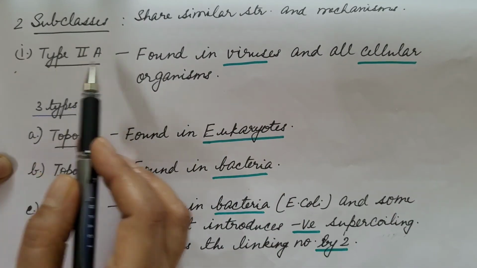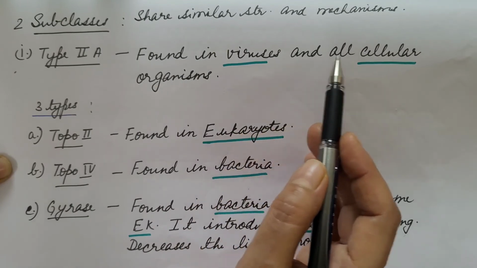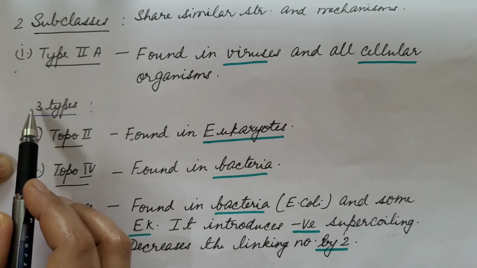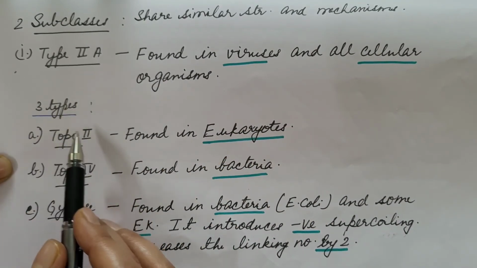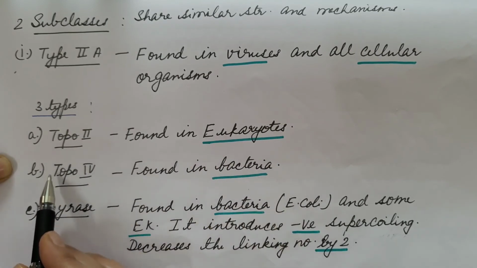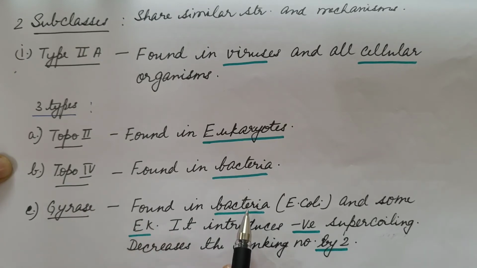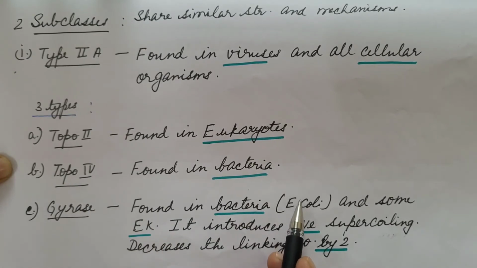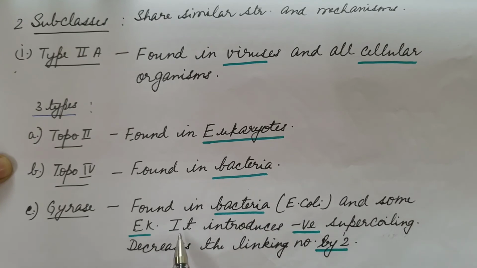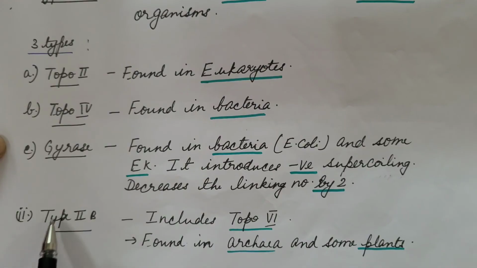First is type 2A. It is found in viruses and all cellular organisms. It is of three types. Topo 2 found in eukaryotes, Topo 4 found in bacteria, and gyrase, which is found in bacteria, for example E. coli, and in some eukaryotes. It introduces negative supercoiling and decreases the linking number by 2. Second is type 2B. It includes Topo 6. It is found in archaea and some plants.